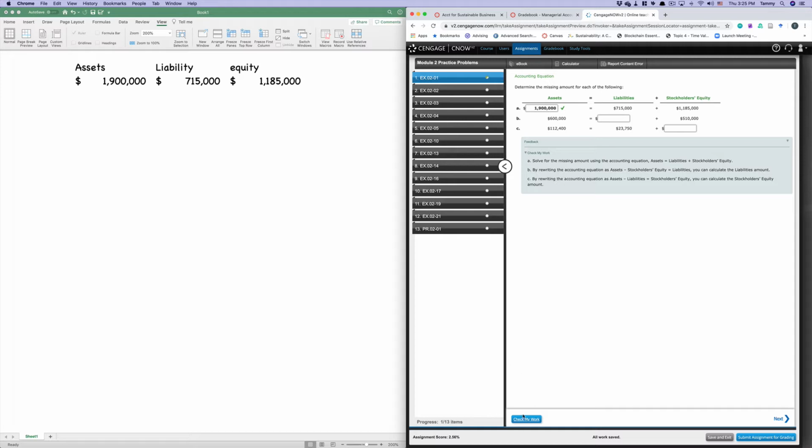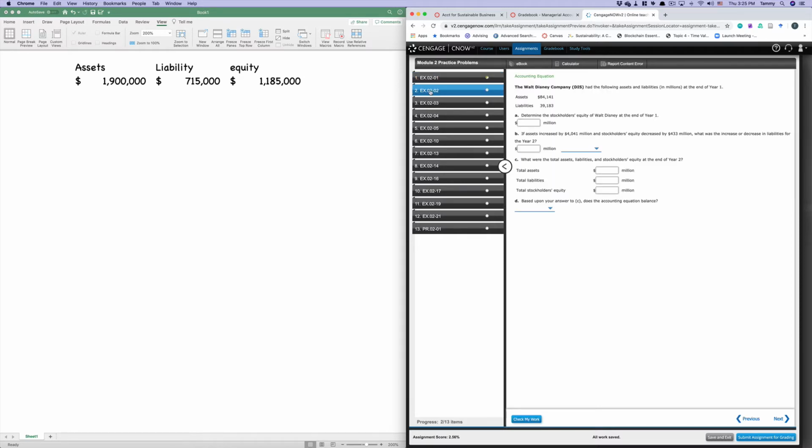And so I've set this thing up with unlimited check my works as I mentioned, so you can go back and forth and just keep at it until you have figured out how to do it right. Okay, example 2. So this is the same thing. We have assets and liabilities, and we need to check equity, right? And then the second piece of it says, okay, if assets increased and stockholders' equity decreased by this amount, what would be the change in liabilities?